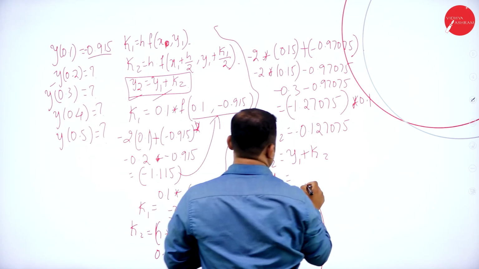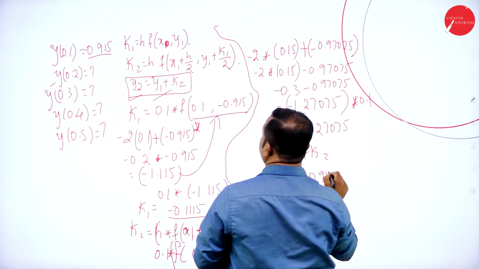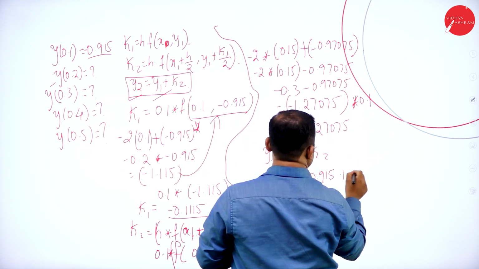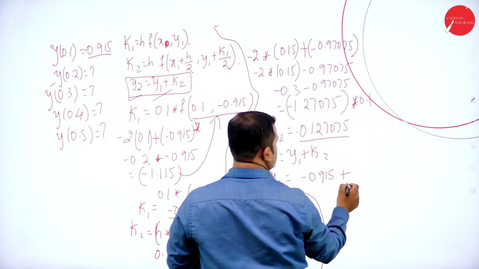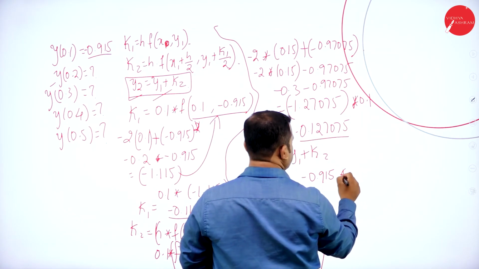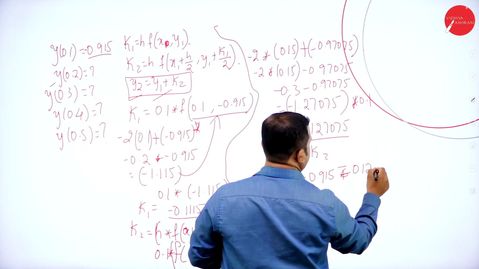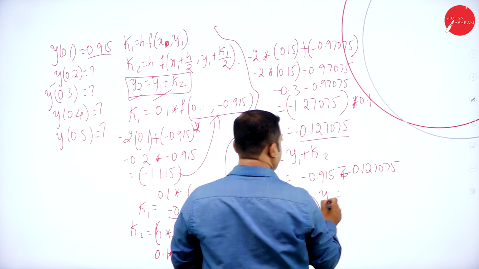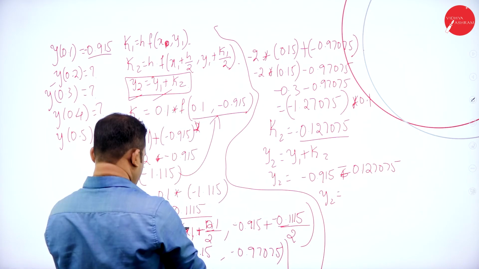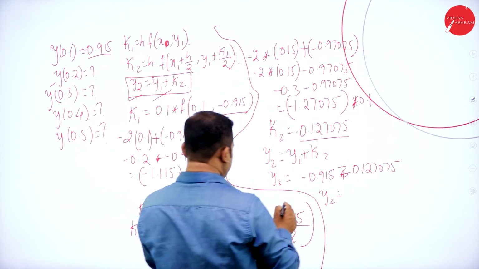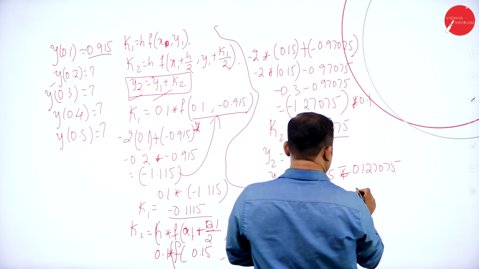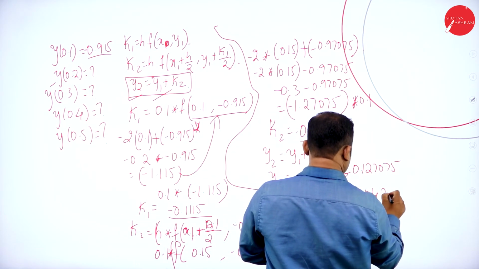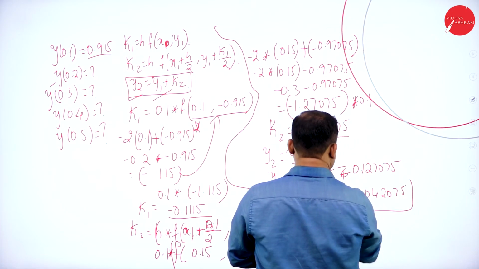Y1 minus 0.915 plus K2. What is the value of K2? This term. Plus of minus, this becomes minus 0.127075. If I do this operation, what is the value of Y2? Y2 is equal to minus 0.915, which is equal to minus 1.04 minus 1.042075. This is the value of my Y2.